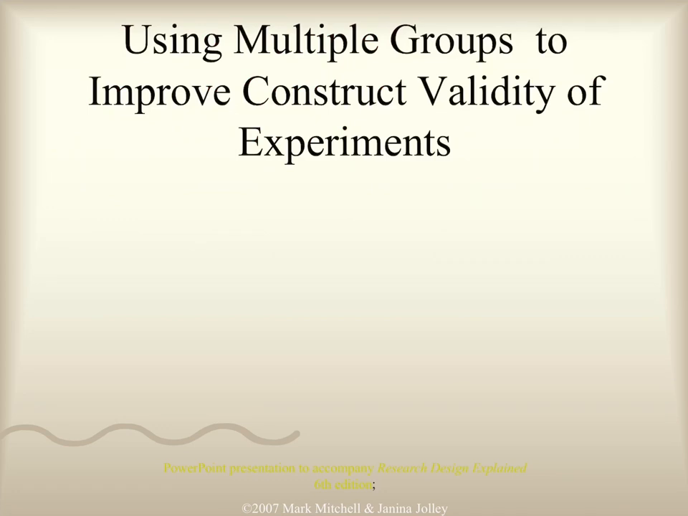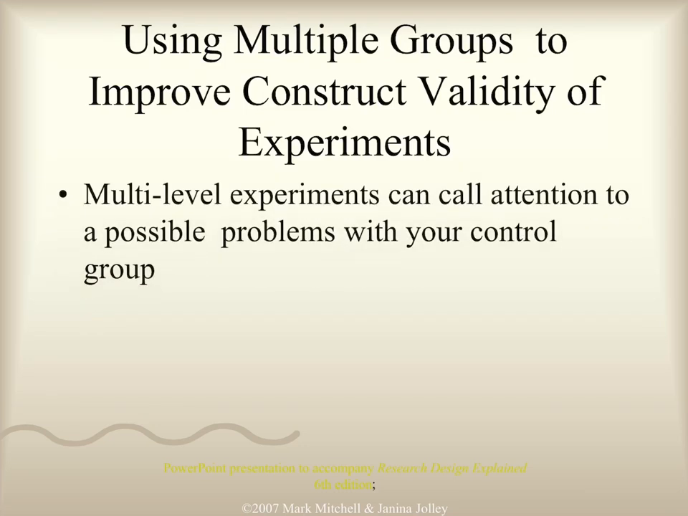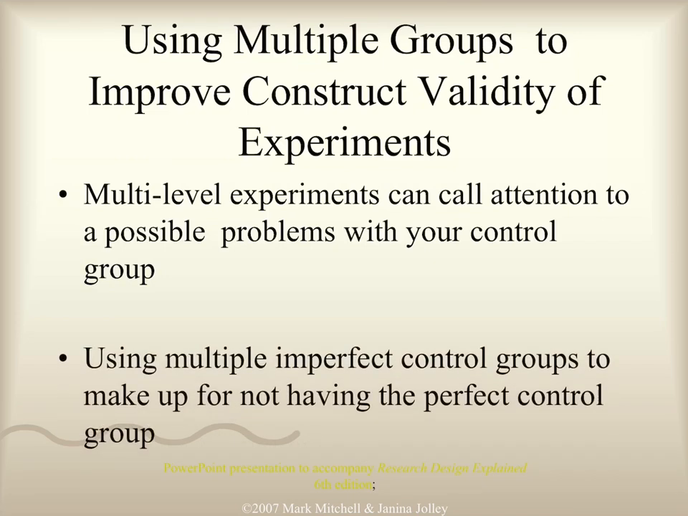Next, you may use multiple groups to improve the construct validity of experiments. So multi-level experiments can actually help us to identify potential problems with our control group. Okay? What are those problems with our control group? Well, every control group is imperfect in some way. And when you use multiple different imperfect control groups, you can actually account for some of the problems with one imperfect control group.